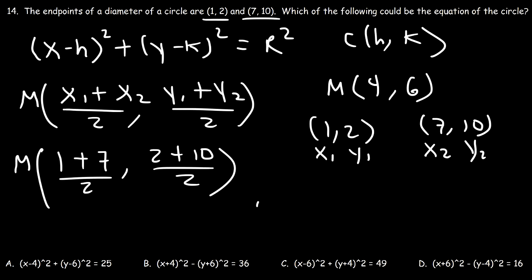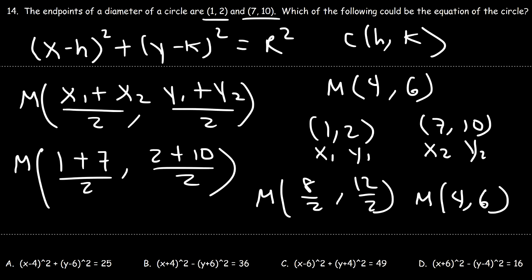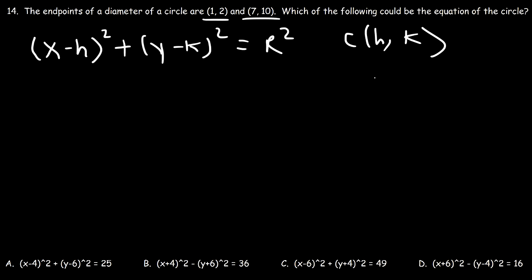So 1 plus 7 is 8, and 2 plus 10 is 12. Now 8 divided by 2 is 4, 12 divided by 2 is 6. So this is the midpoint, which is also the center. So therefore the center of the circle is 4, 6. So we have the values of h and k now. H is 4, k is 6.